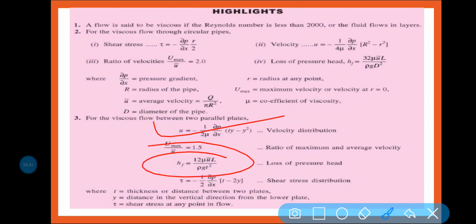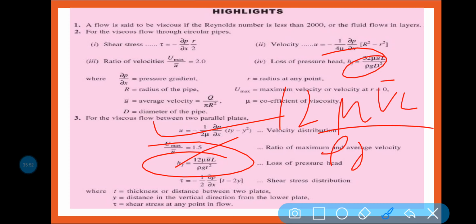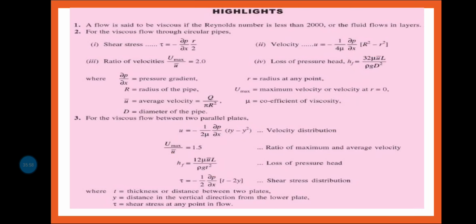HF is equal to 12 mu VL by rho g t square, here t is the thickness. And for the pipe, rho g d square, where D is the diameter. So only 32 and 12 differ. This is the loss of pressure head.